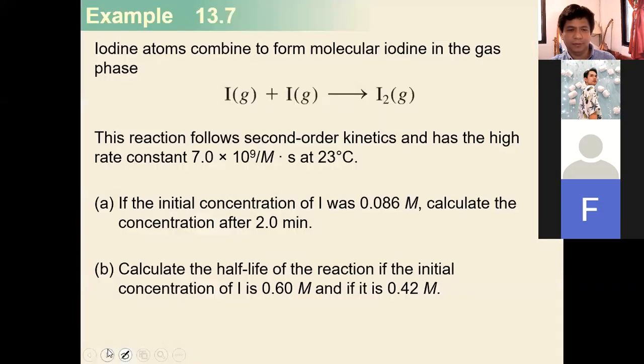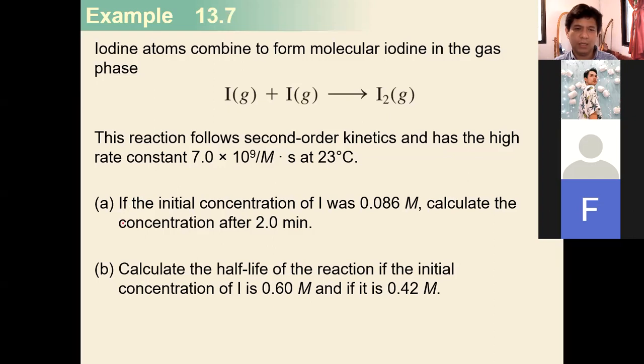Okay, so let's proceed. Let's try this problem. Iodine atoms combine to form molecular iodine in the gas phase: iodine gas plus iodine gas becomes I2. This reaction follows second order kinetics and has a high rate constant of 7 times 10 to the 9 per molarity per second at 23 degrees Celsius. So letter A, if the initial concentration of I was 0.086 molar, calculate the concentration after 2 minutes.